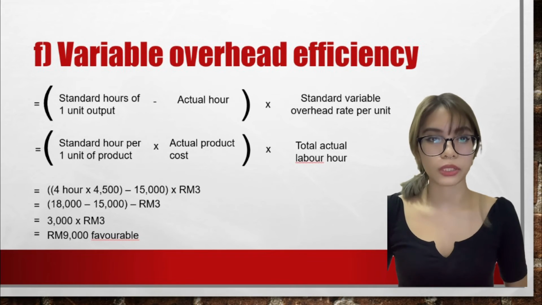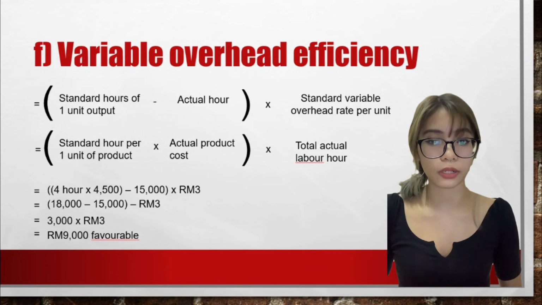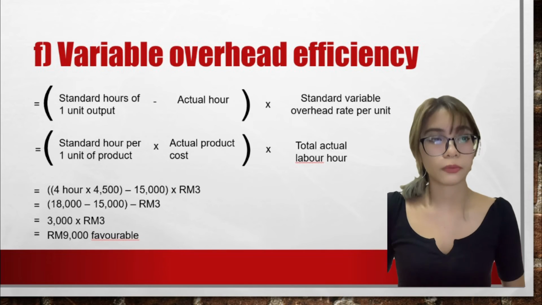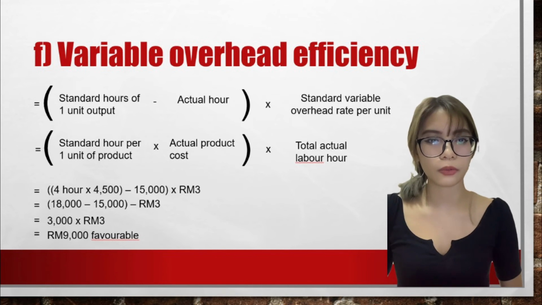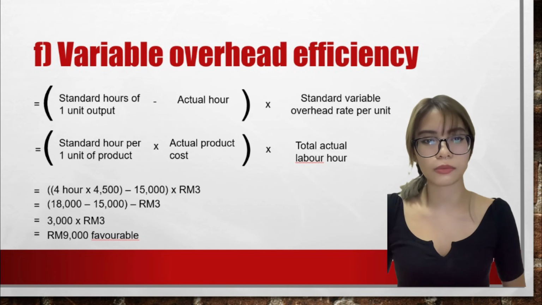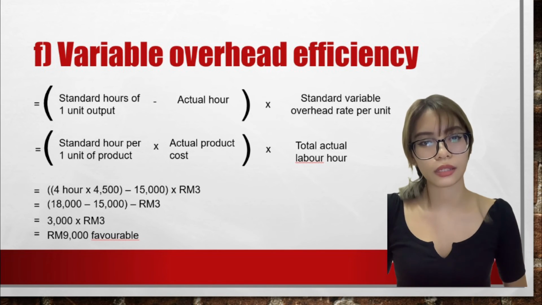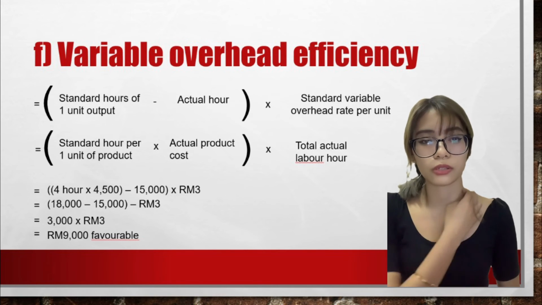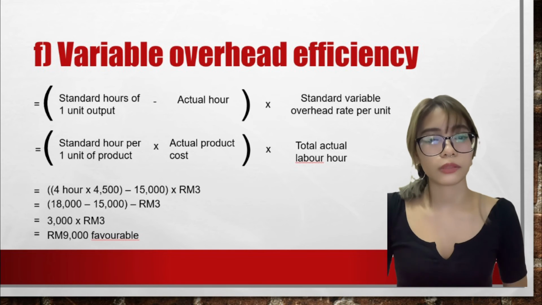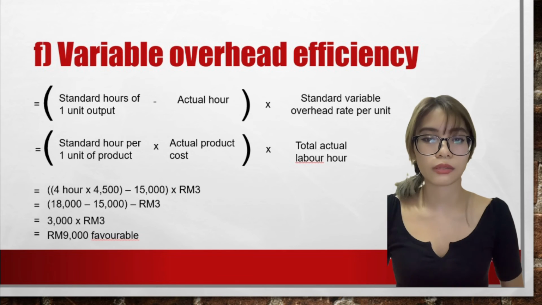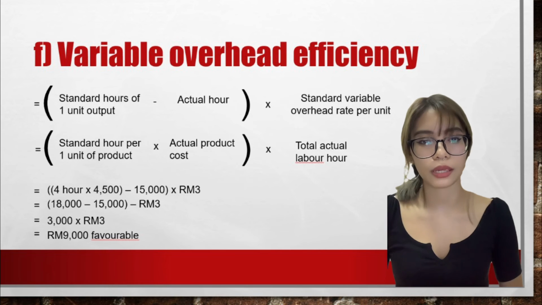I'll be explaining question F, which is variable overhead efficiency. In order for you to get variable overhead efficiency, you need in bracket standard hours of 1 unit output minus actual hour, close the bracket, times with standard variable overhead rate per unit. And then another formula, which is standard hour per 1 unit of product times with actual product cost, close the bracket, times with total actual labor hour. So you will get in bracket 4 hour times 4,500, close the bracket, and then you minus with 15,000, close another bracket, times with RM3. And then in bracket the answer for the first equation will be 18,000 minus 15,000, close the bracket, times RM3, you will get 3,000 times RM3. So the total answer will be RM 9,000 favorable.